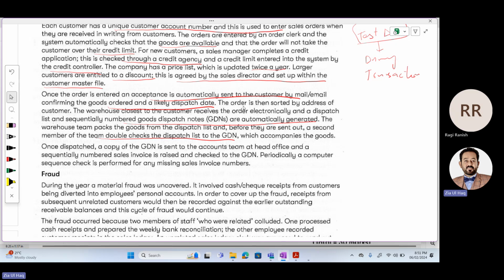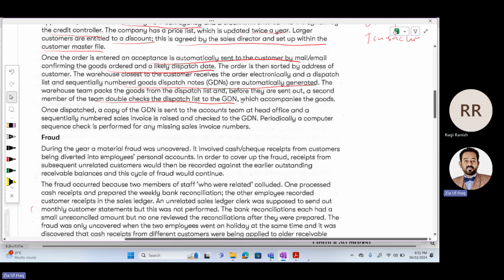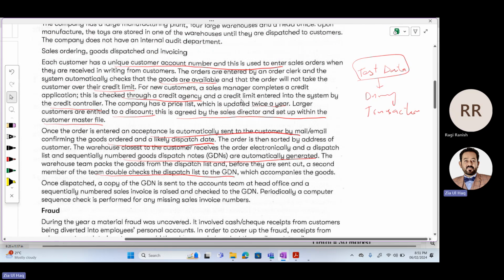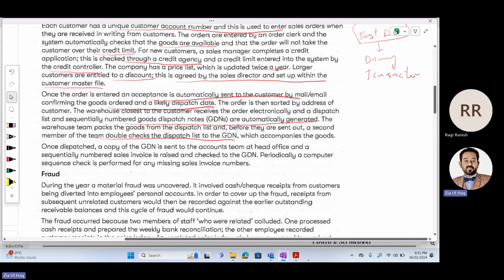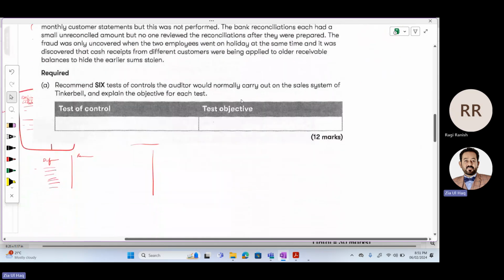Periodically, a computer sequence check is performed for any missing sales invoice number. And we have completed, we need to identify 6 tests of control and their objective, but there is some part left as well.